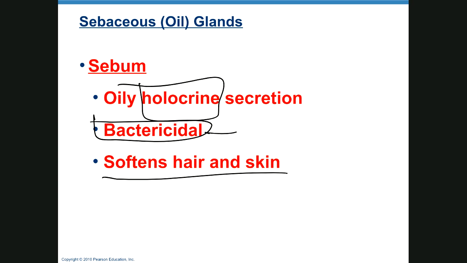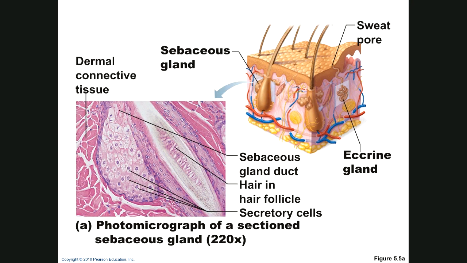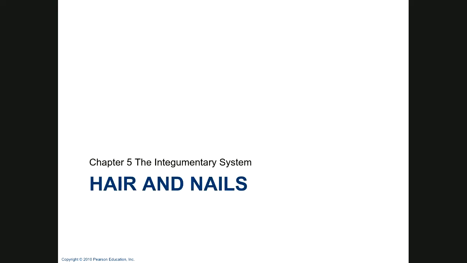And that is what the glands look like. And again, we're going to see them as associated with hair follicles. Not all of the sweat glands or the oil glands are going to be associated with hair follicles, but many of them are. So you should know what sebaceous glands are and their location.